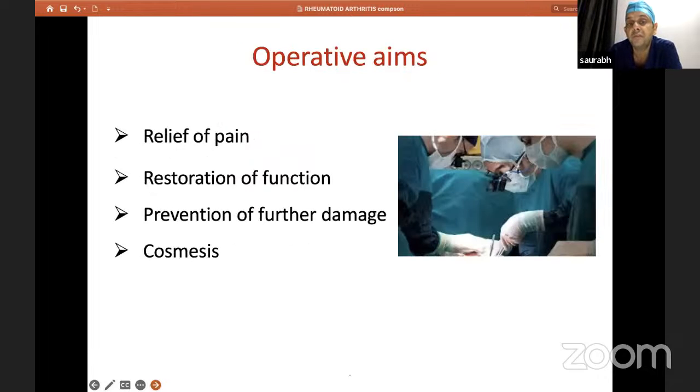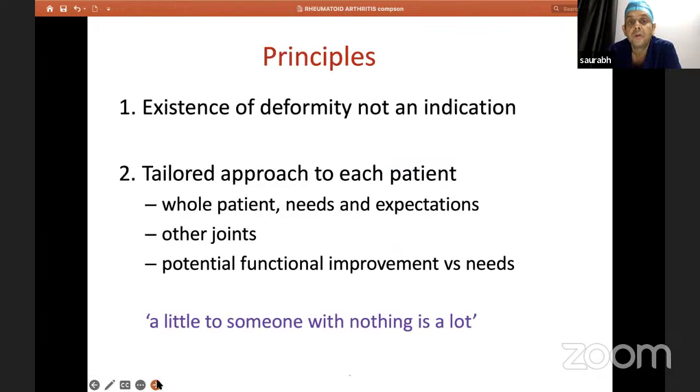Aims of surgery. So like with any surgery, you would want to relieve their pain, restore the function, prevent further damage, and cosmesis is important. So remember, they come with very deformed digits. So if you improve the cosmesis, sometimes that itself is very helpful for their psyche, for their motivation. So remember cosmesis, it is important for a rheumatoid patient.